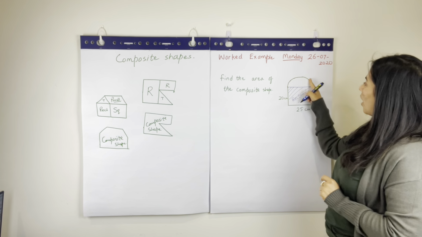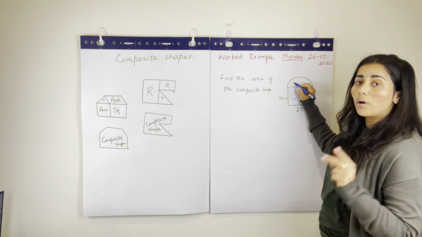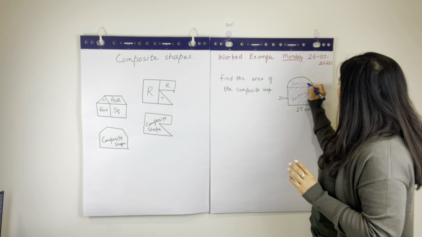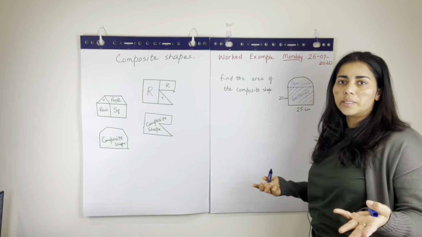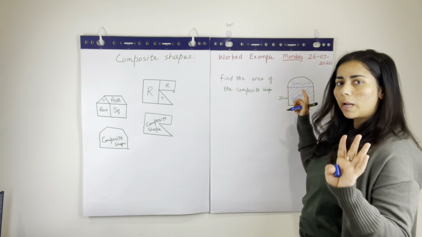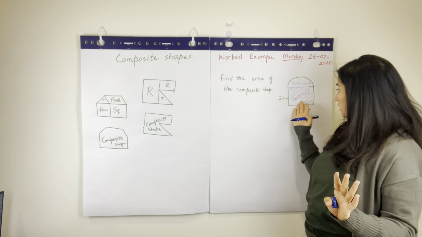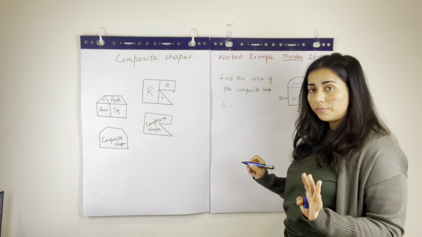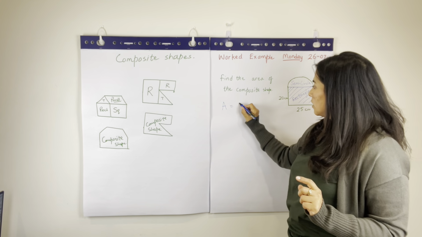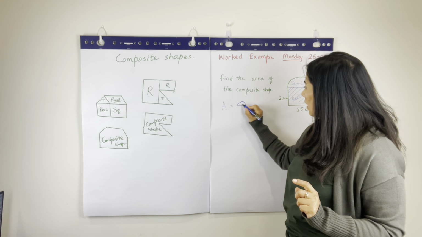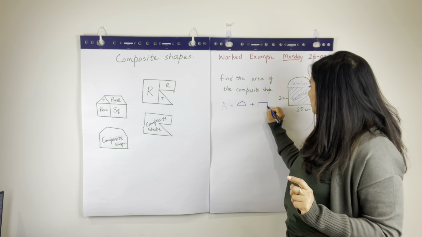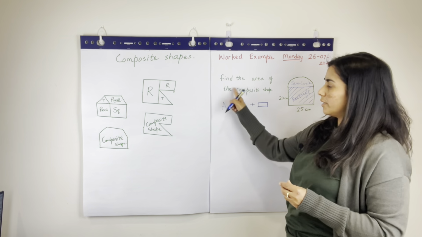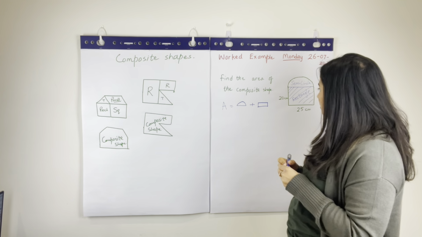And the top part is a semicircle, or a half circle. Semicircle means half circle. So you need to find out the area of the half circle and the rectangle. So how are you going to find out the actual area? The area that we are after can be written as the half circle area plus the rectangle's area. If you add these two together, you're going to get the actual area required in the question. So let's proceed with that.